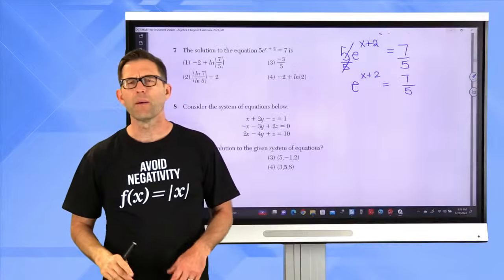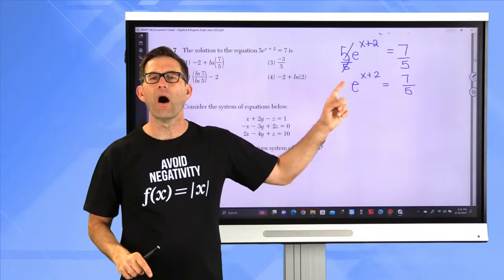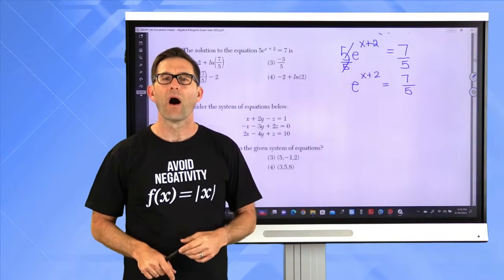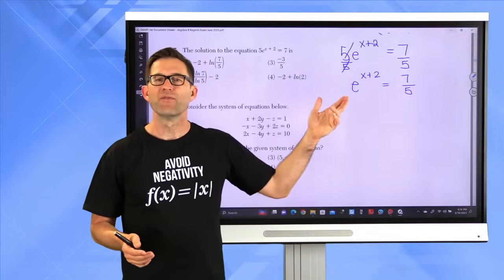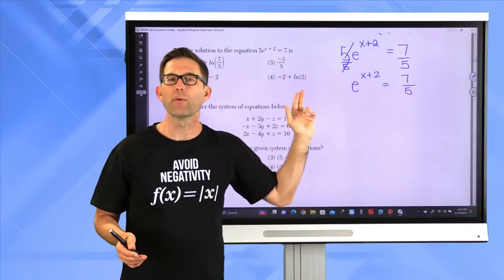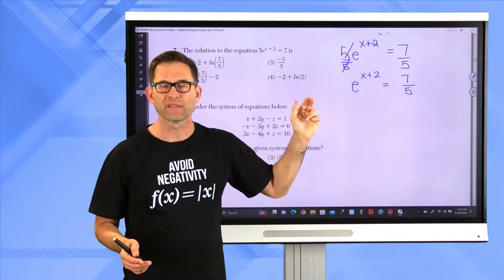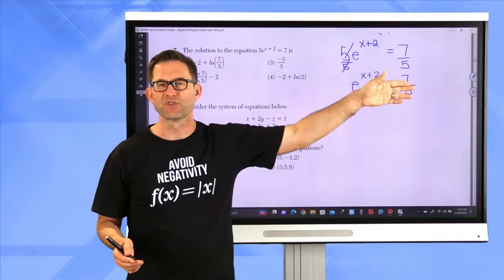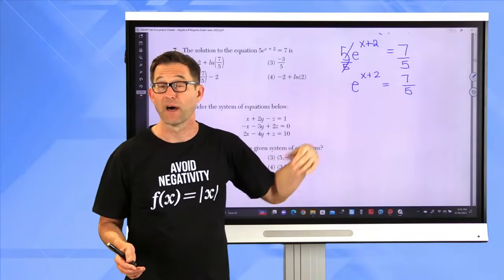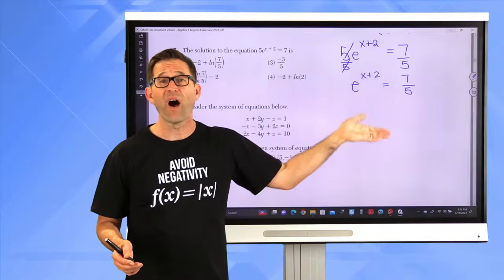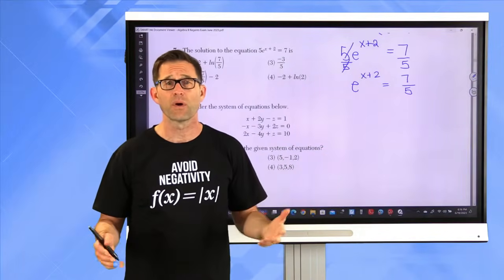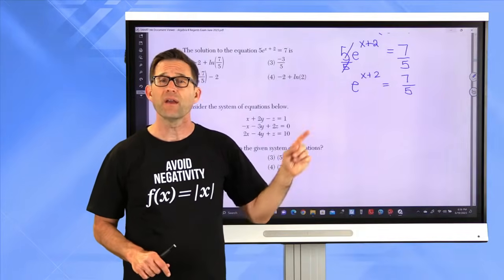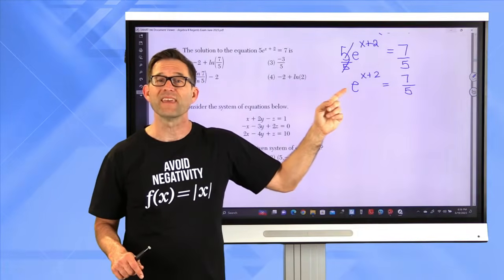Now, we're going to see this a couple times tonight. In order to undo exponentiation, I need to use a logarithm of the same base. So if this were 2 to the x plus 2, I would do the log base 2 of both sides. If this was 10 to the x plus 2, I would do the log base 10 of both sides. If this was 1.05 to the x plus 2, I'd do the log base 1.05 of both sides. Here, I really want to do the log base e.